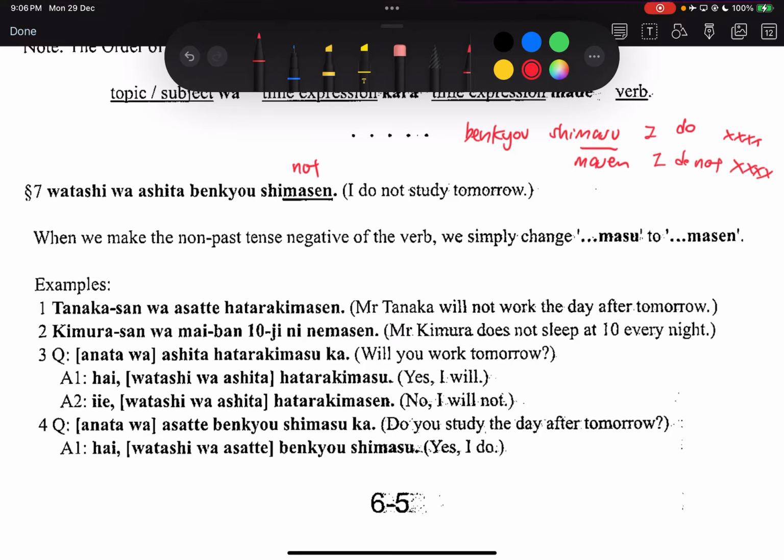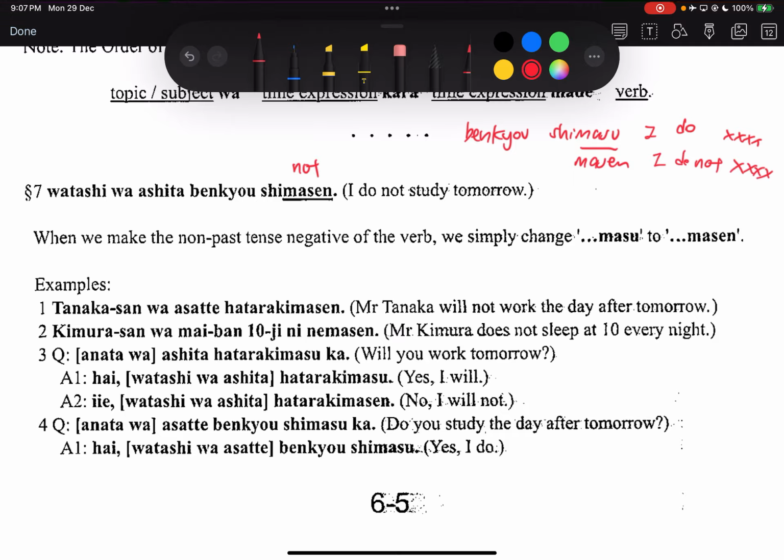Okay, number 3. 明日働きますか? So tomorrow do you work? 働きます means to work. Then you put a か, it becomes a question. Alright, next. A2: いいえ、働きません. 働きません means I do not work or I will not work. Number 4. あさって勉強しますか? So the day after tomorrow, do you study? Then the A1.